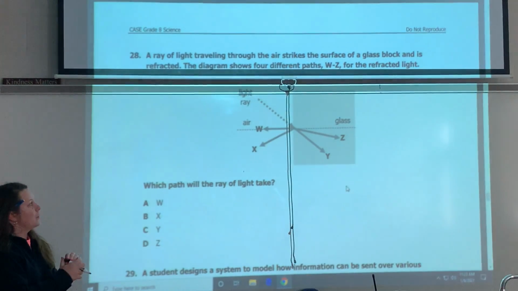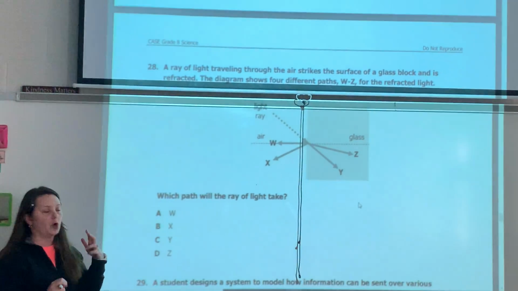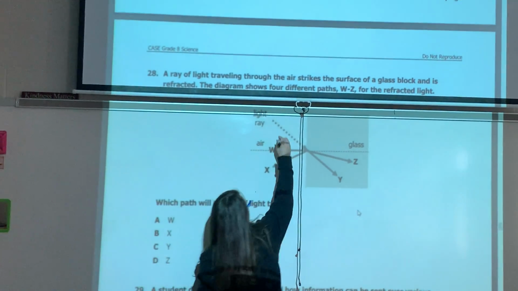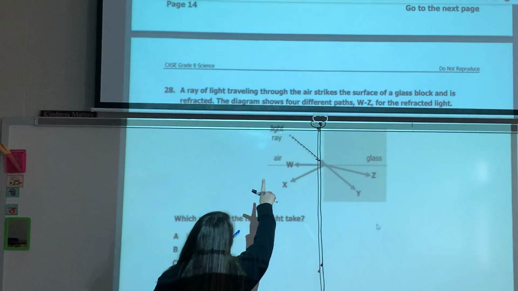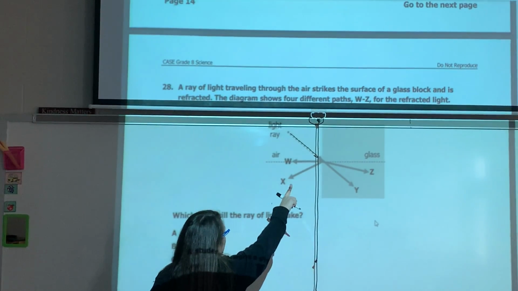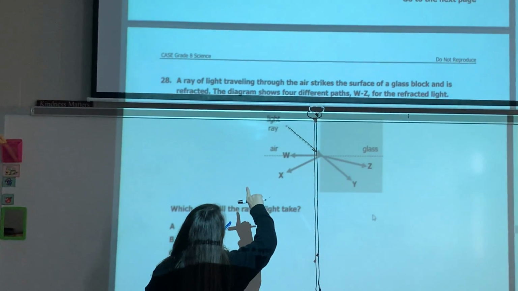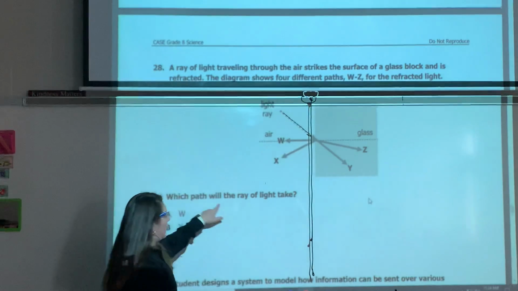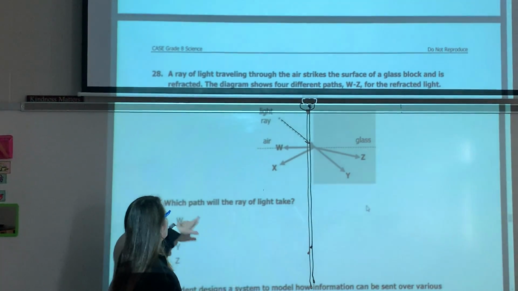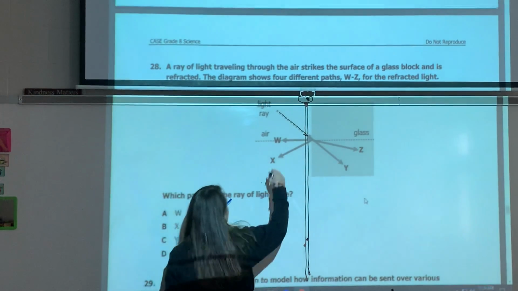When you look at this picture, remember anything that bounces back is called a reflection. So this is the light going down. The question says, a ray of light is traveling through the air and it strikes the surface of the glass and it is refracted. The diagram shows 4 different paths. Which one is refracted? So which path would be the refracted one is what we're looking for. Remember, if it bounces back, it's called a reflection.